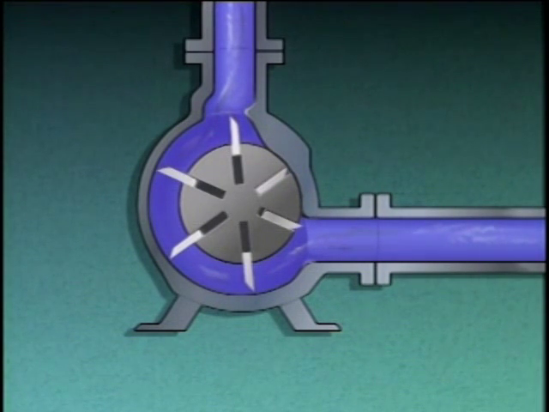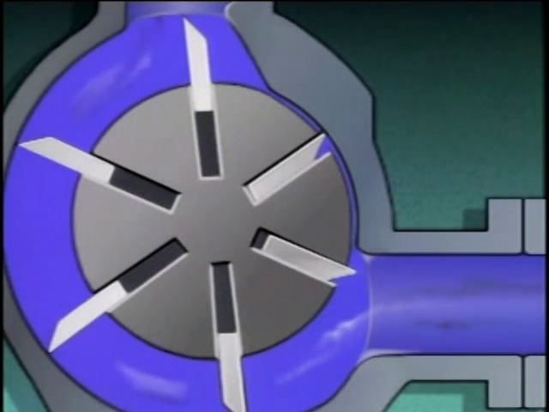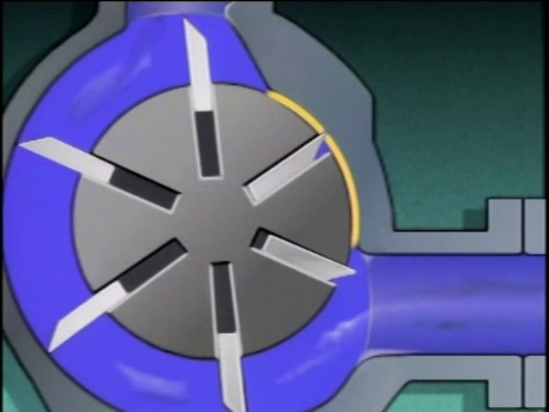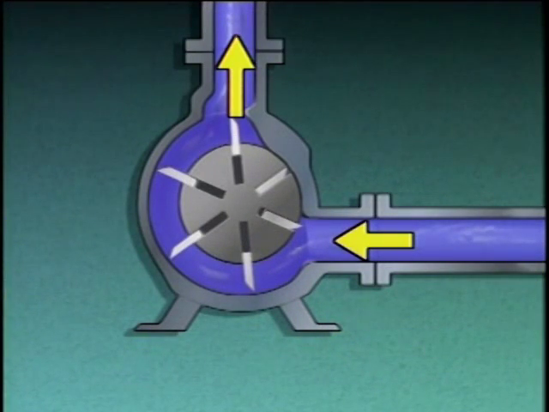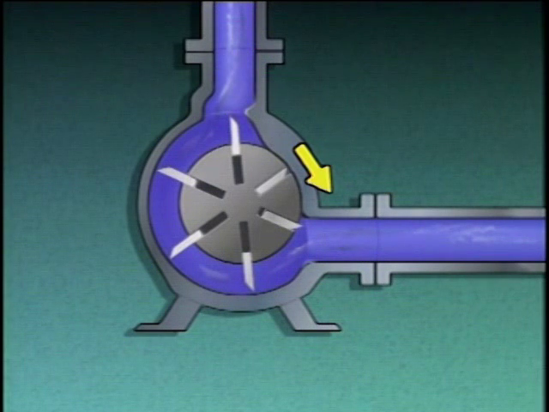The reason the gap between the rotor and the casing narrows is because the rotor is offset. It's positioned away from the center of the casing, so that the gap between the rotor and the casing is very narrow where the vanes rotate back to the suction of the pump. In addition to directing most of the liquid out of the pump, this narrowing allows only a small amount of liquid to return to the suction of the pump.